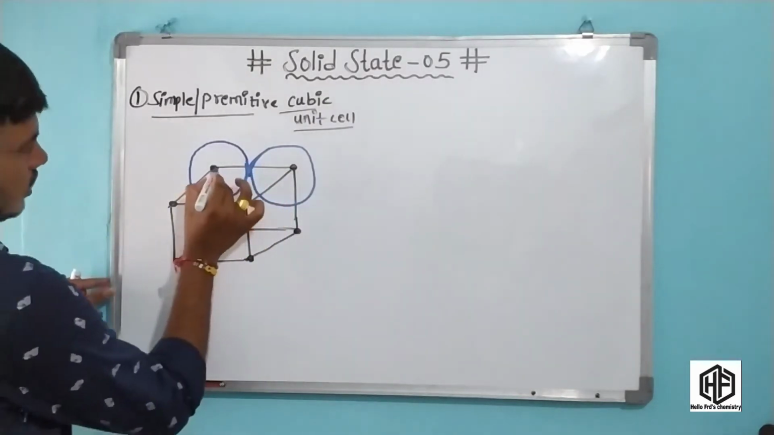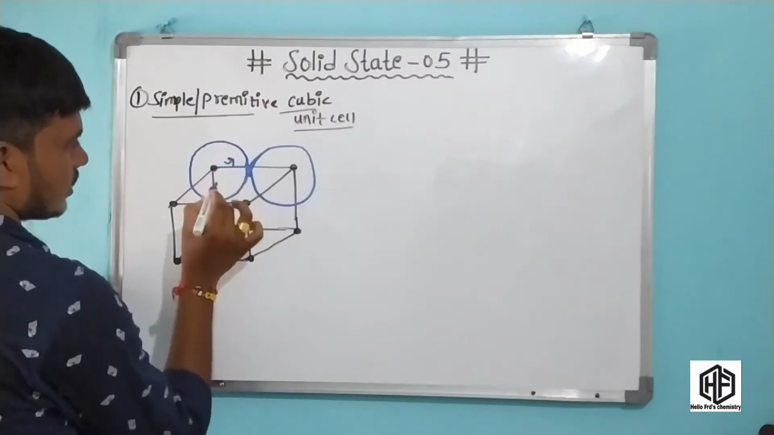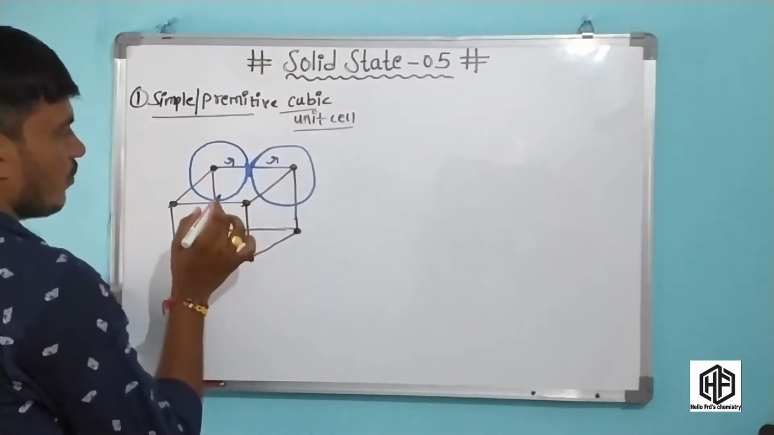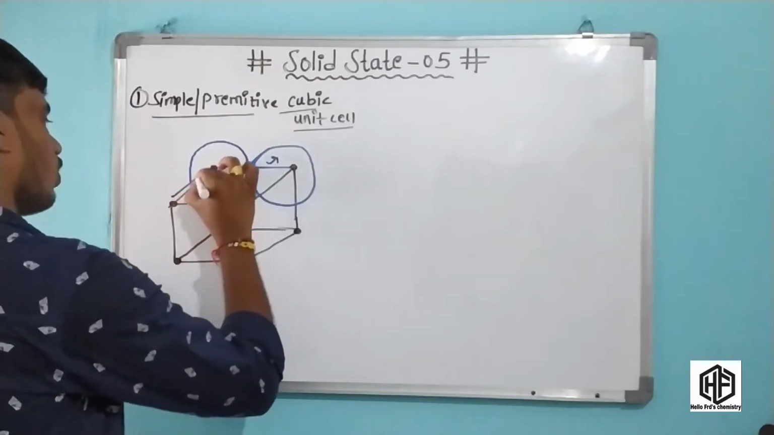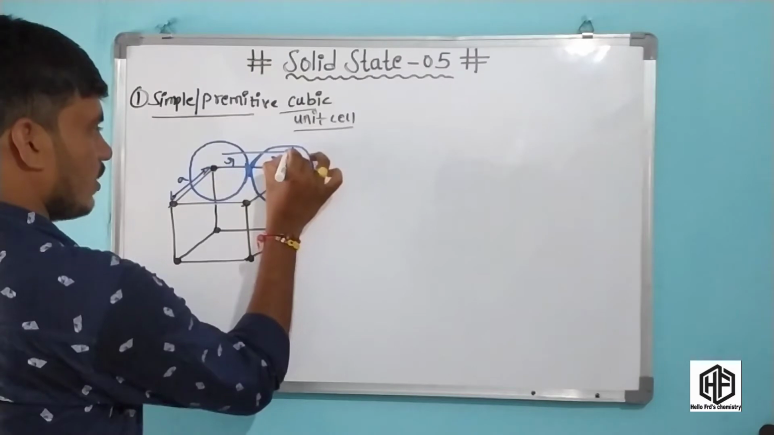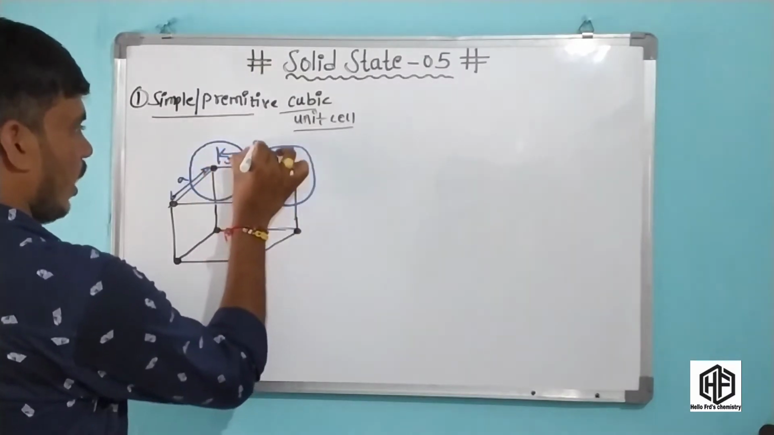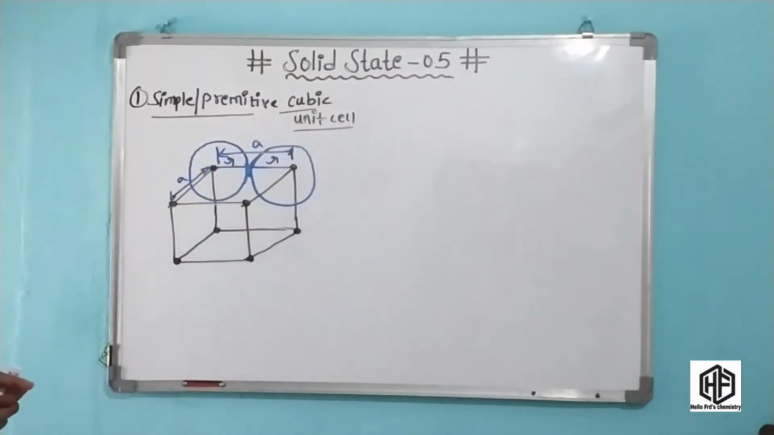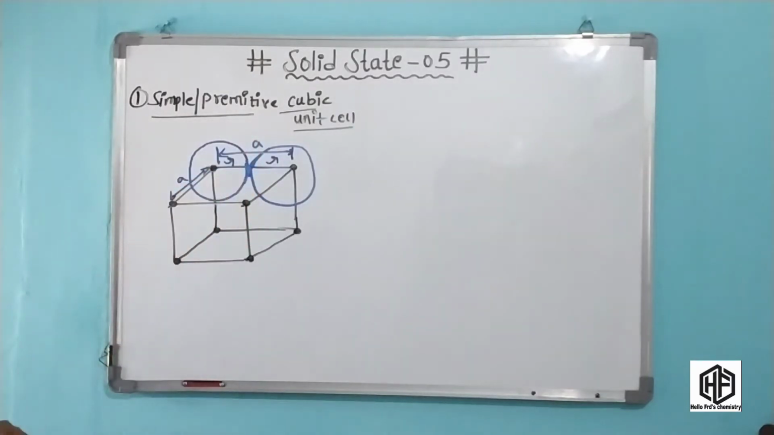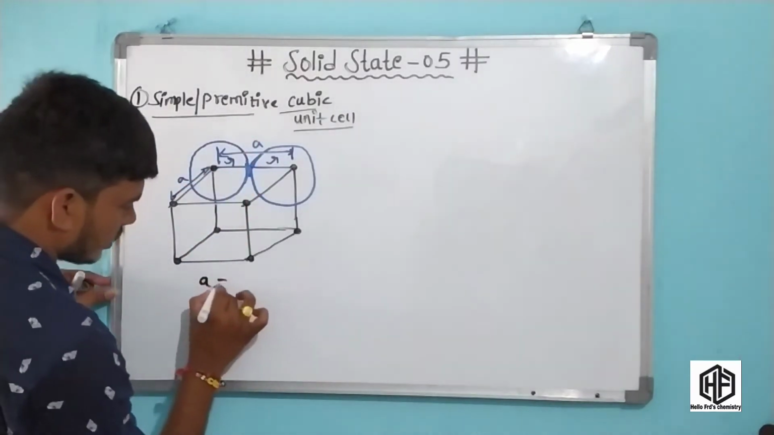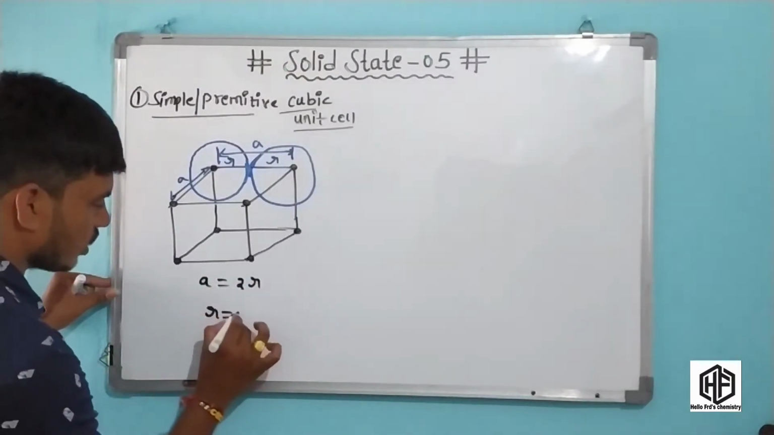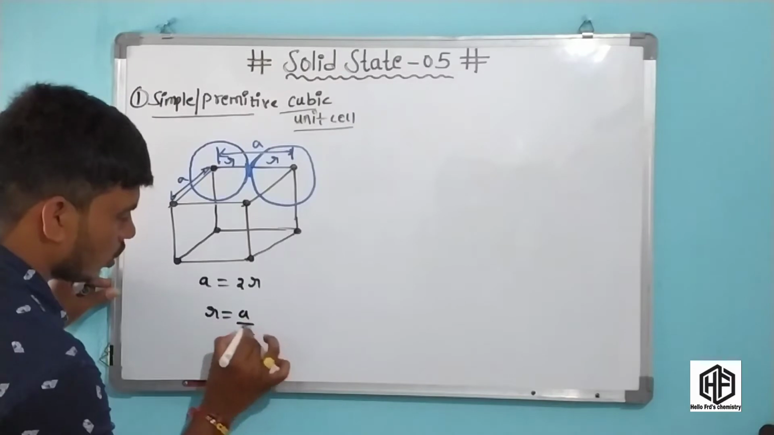Now this distance is called the radius r, and from here to here this distance is r. Okay friends, now this is the edge length. This is the edge length a, and this is also the edge length a. Now in a simple or primitive cubic unit cell, these are the radii and this is the edge length. Edge length a is equal to 2r. Okay friends, finally r is equal to a by 2.